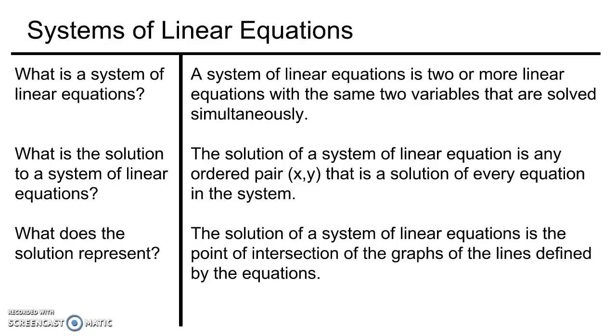Alright, first a few definitions that you need to write down. What is a system of linear equations? It is 2 or more linear equations with the same 2 variables that are solved simultaneously, meaning at the same time. What is the solution to a system of linear equations? The solution is any ordered pair, and we know an ordered pair is x and then y. That is the solution of every equation in the system.